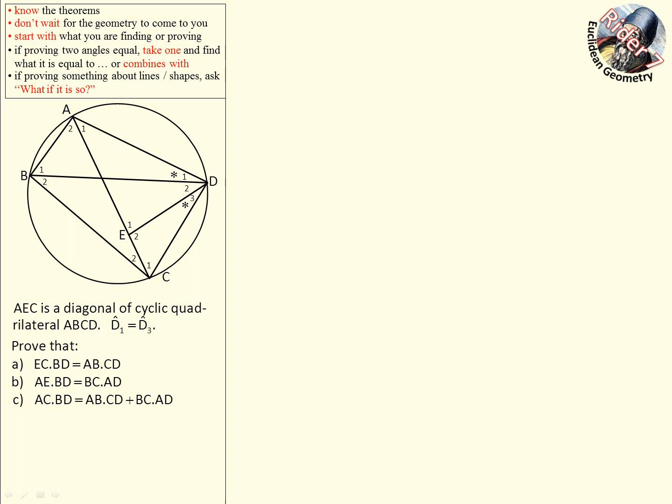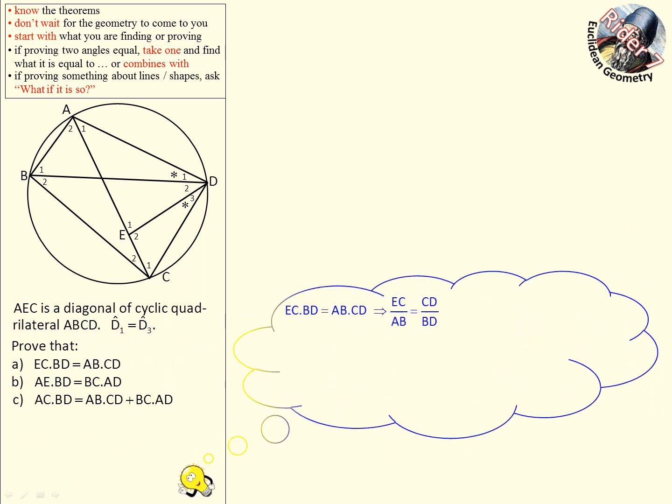Cyclic quadrilateral, we have D1 equals D3, and we have to prove these facts here. Now, as established earlier, we do have a thought process when we have this sort of proof to do, where we're multiplying lengths of lines together. So the first thing we do is we form fractions. Doesn't matter which way around we do it. Doesn't matter what we take underneath, because we can do the vertical and horizontal tests.